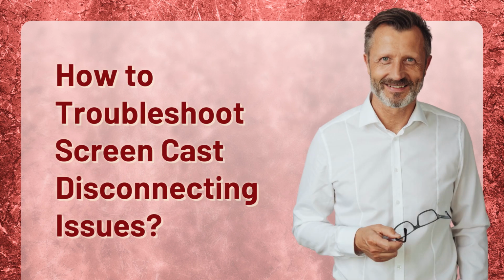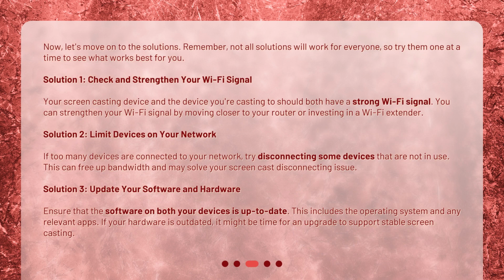How to troubleshoot screencast disconnecting issues. Now, let's move on to the solutions. Remember, not all solutions will work for everyone, so try them one at a time to see what works best for you. Solution 1. Check and strengthen your Wi-Fi signal. Your screencasting device and the device you're casting to should both have a strong Wi-Fi signal. You can strengthen your Wi-Fi signal by moving closer to your router or investing in a Wi-Fi extender.